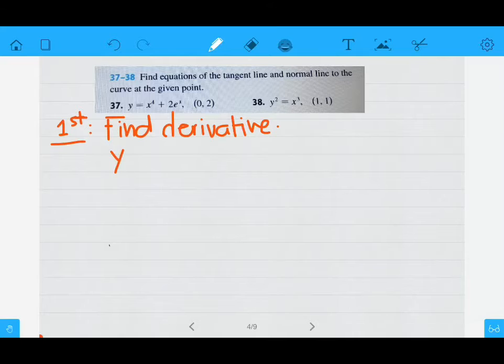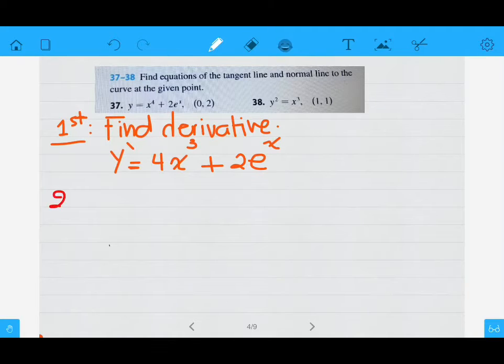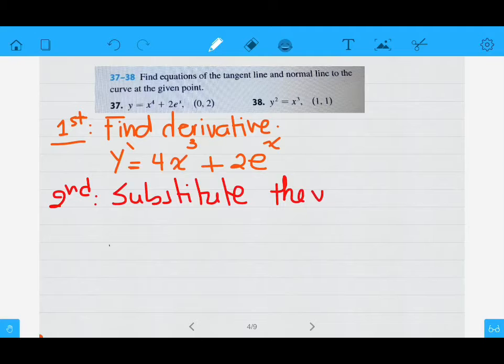Okay, we have y prime equal, here we have a polynomial, 4x to the power 3 plus 2e^x. Now the second step, we will substitute the value of x that equals 0. We substitute here 0, we substitute here 0.